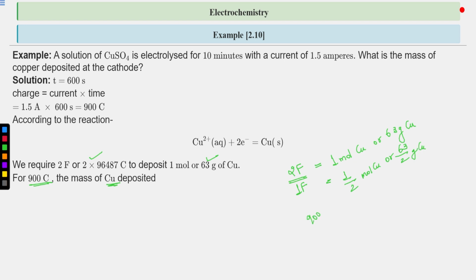Now for 900 coulomb of charge, what will be the mass of copper deposited? We just multiply by 900. So 63 by 2 multiplied by 900 grams will be the mass of the copper. Also, we are taking the charge in the form of coulomb, so we have to consider F as 96487. This is 2F here. So you have to take 63 divided by 2 multiplied by 96487, multiplied by 900 gram of copper. This is the whole weight.